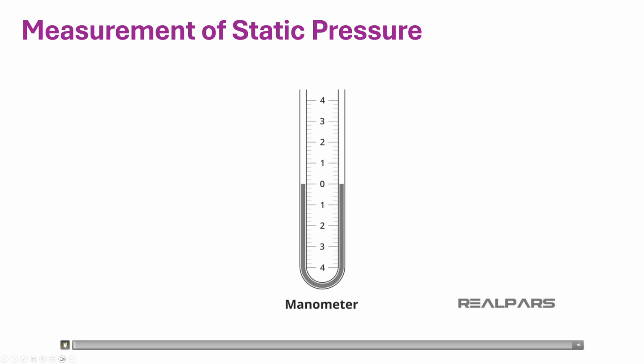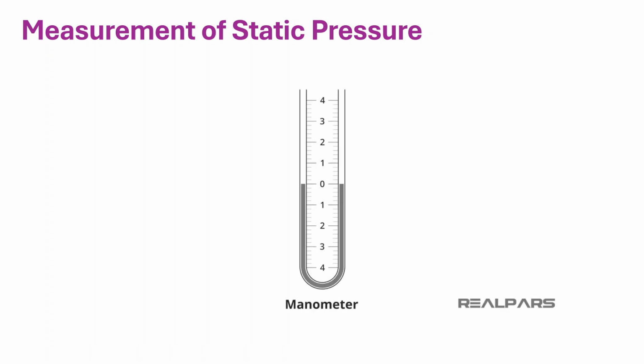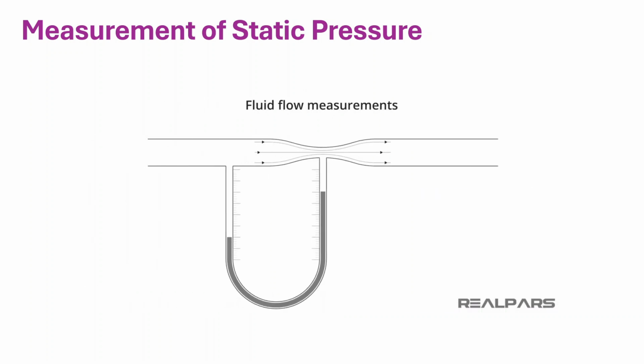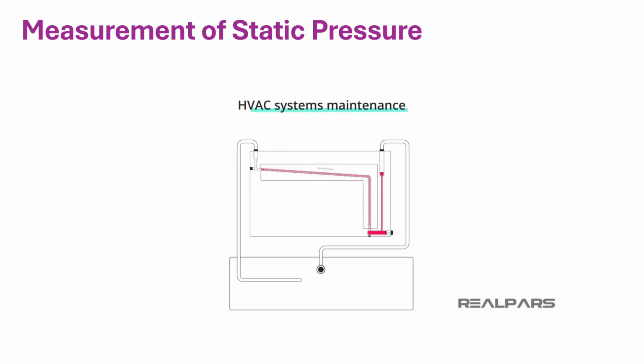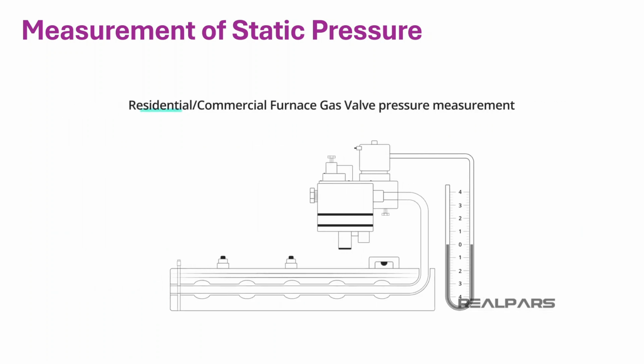In this video, we're going to introduce you to the manometer, which is one of the oldest pressure measurement devices still in use today. A manometer is one of the most accurate devices for measuring pressure in the lower ranges. Since manometers are so accurate, they are often used as calibration standards. Some typical industrial manometer applications include fluid flow measurements, HVAC systems maintenance, residential or commercial furnace gas valve pressure measurement.